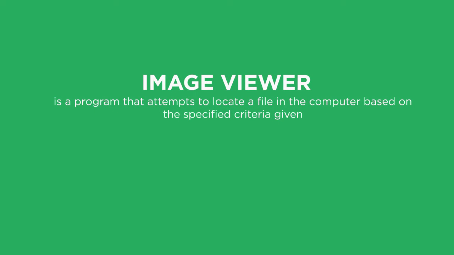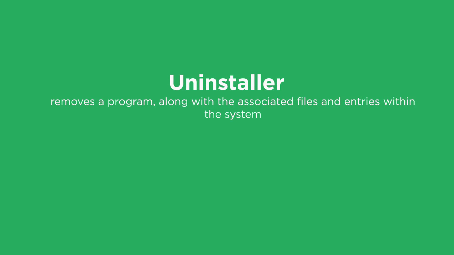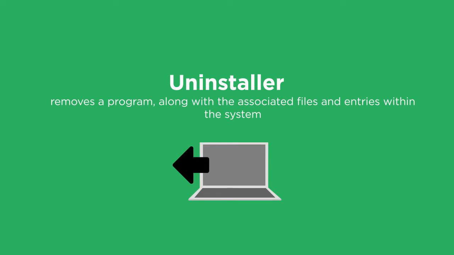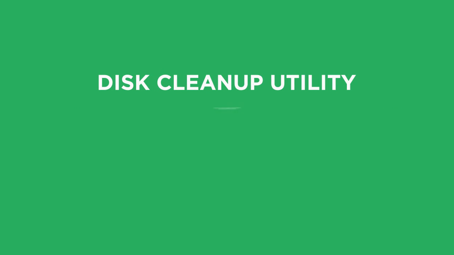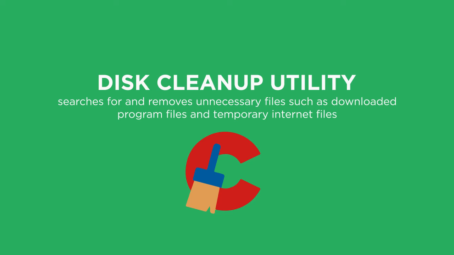An image viewer allows images to be displayed, copied, and printed. An uninstaller removes a program along with the associated files and entries within the system. A disk cleanup utility searches for and removes unnecessary files such as downloaded program files and temporary internet files.